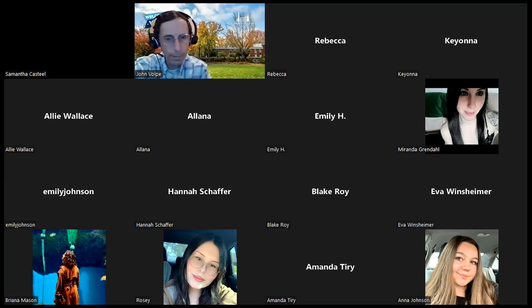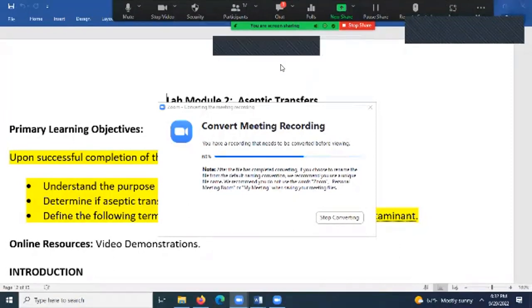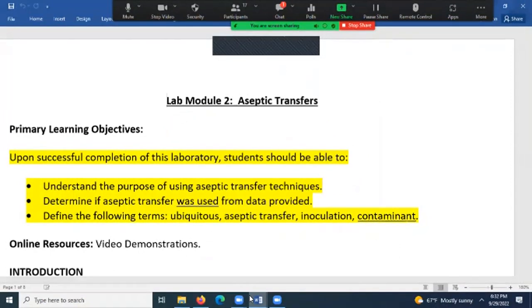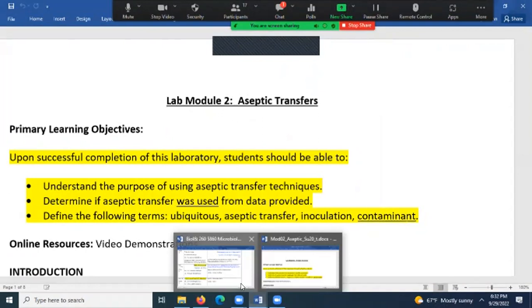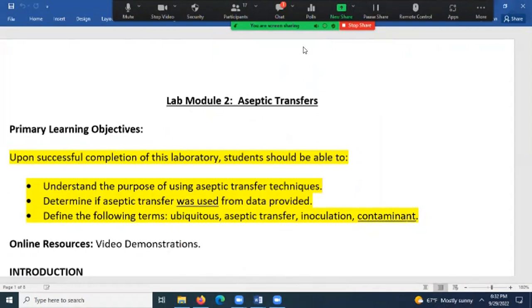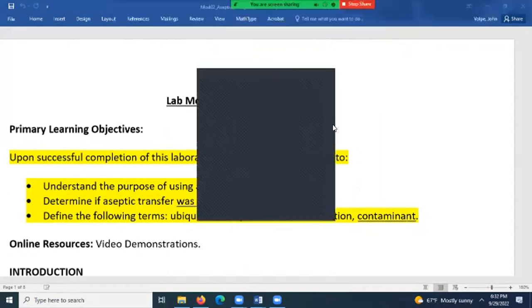Oh, that's the wrong one. Let's share the screen. My computer's a bit slow because it's converting the meeting. Sure. Let's scroll off of that. All right, are there any questions? Okay, great.